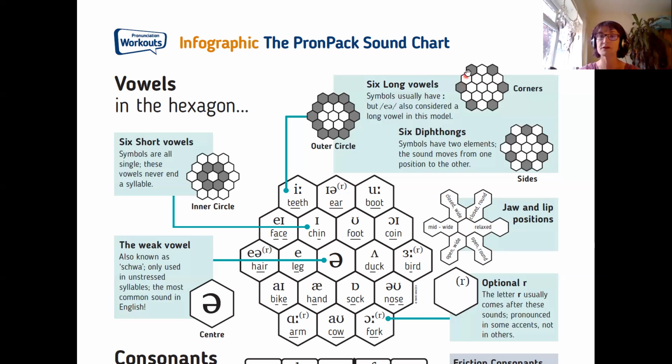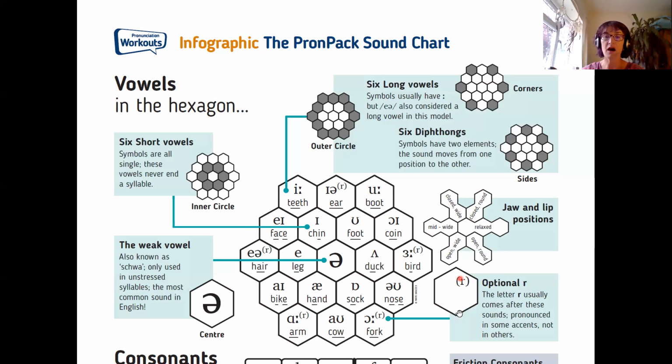So the long vowels are at these points. So here, here, here, here, and here. And then the other squares, or they're not squares, the other hexagon shape thing is a diphthong. The inner circle are the short vowel sounds, these ones here. And then right in the center, we've got the lovely schwa, which you should know is the most common sound in spoken English and is used in unstressed syllables.